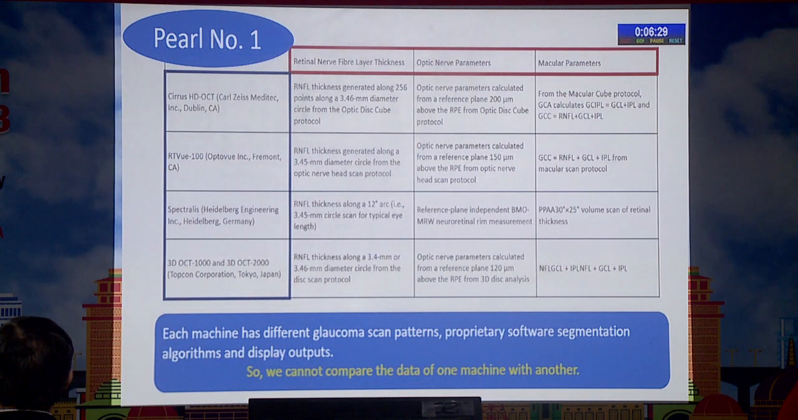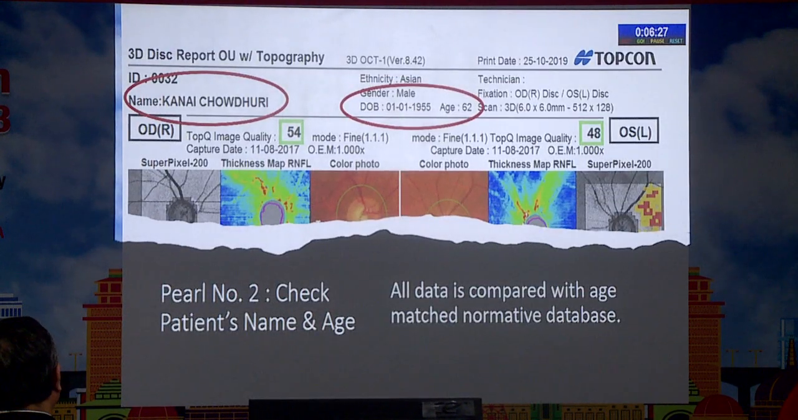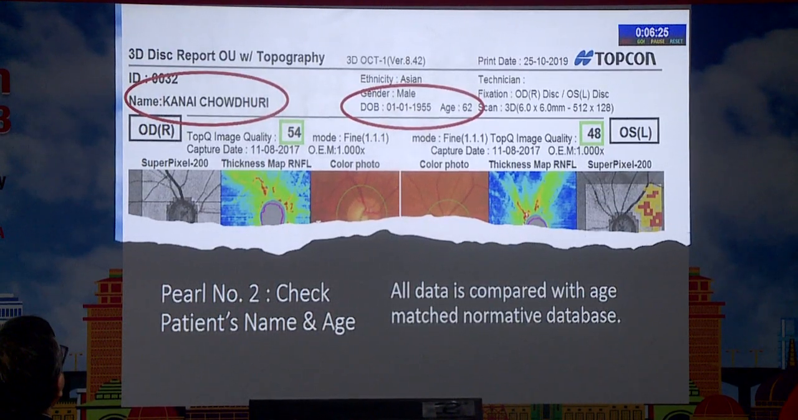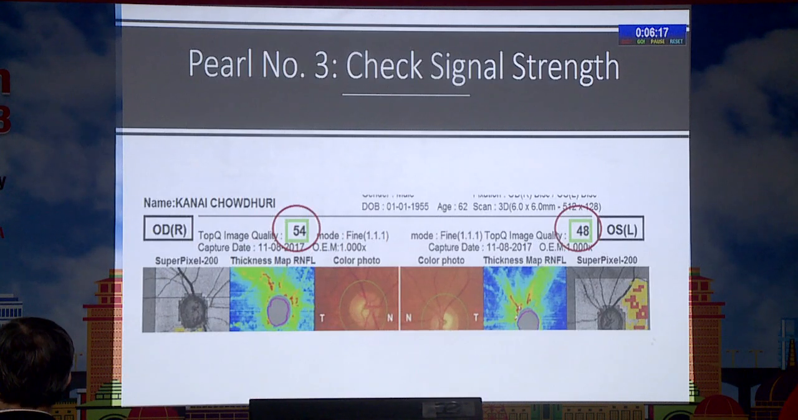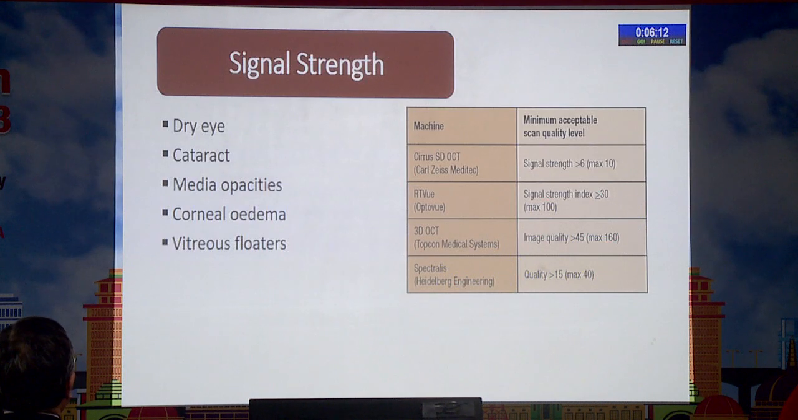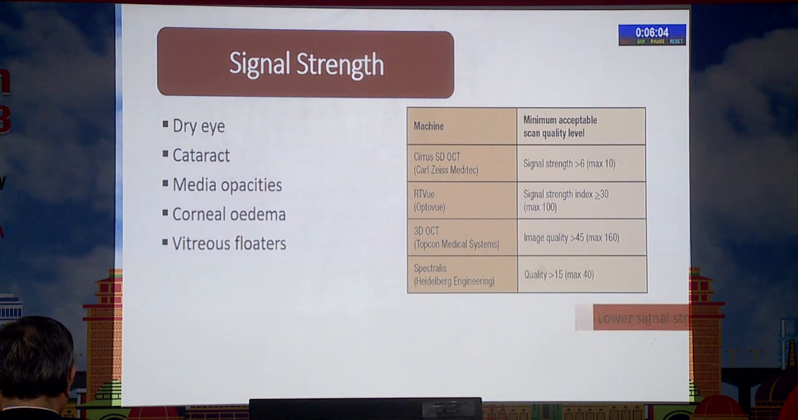one machine with another. First of all, we must check the patient's name and age, because all data is compared with age matched normative database and color coded accordingly. Then we must check the signal strength, because there is a minimum acceptable quality level for each machine. For example, Cirrus, it should be more than 6. For Topcon, it is more than 45.